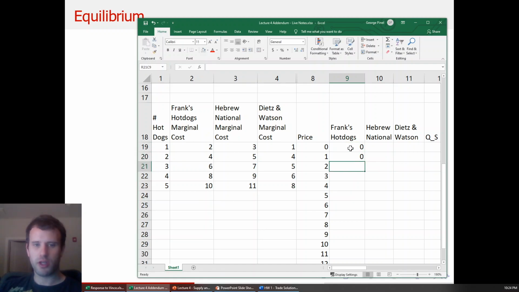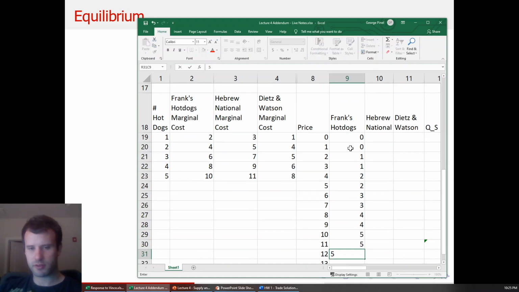Same thing with 1. From 2 to 4, he'll make 1 hot dog. And then he makes 2 hot dogs at 4, and 2 hot dogs at 5. And at 6, he's going to make 3 hot dogs. And then at 8, he's going to make 4. And then at 10, he's going to make 5. And then he finishes out at 5.